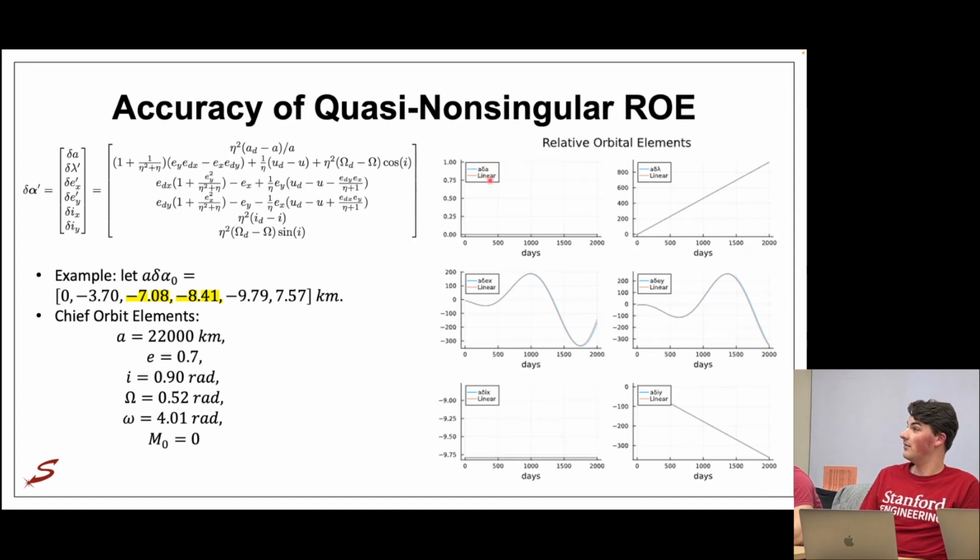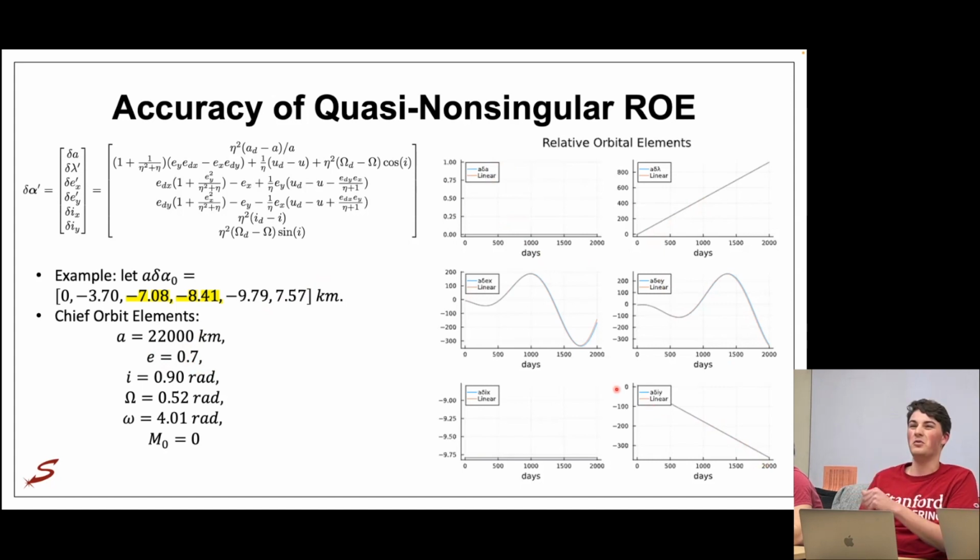Nonlinear versus linear. For a moderate separation, we're looking at around 20 kilometers on a pretty large orbit, semi-major axis 22,000 kilometers with an eccentricity of 0.7. So it's relatively large. You can see that it matches up pretty well. This is propagated for 2,000 days even. So those two effects hold up for long periods of time.